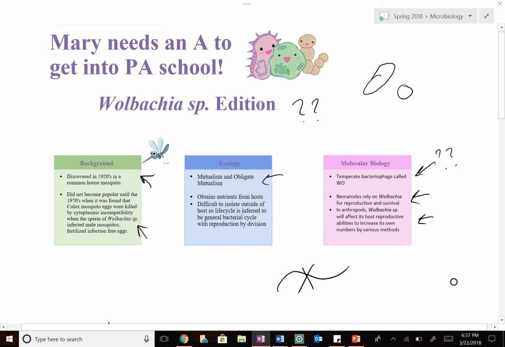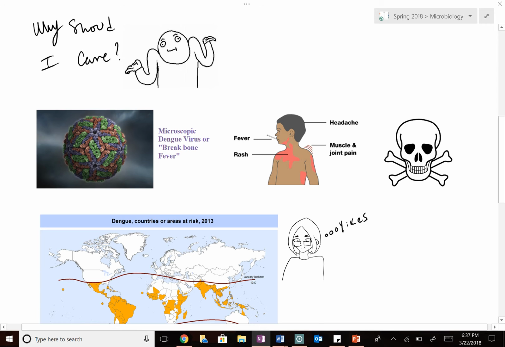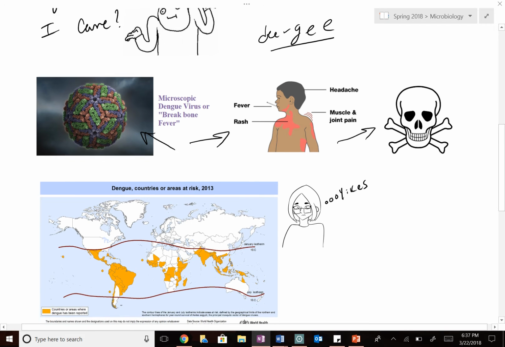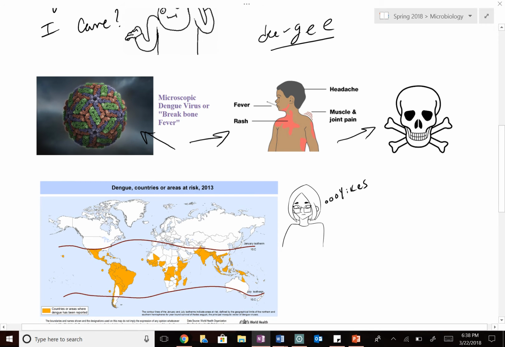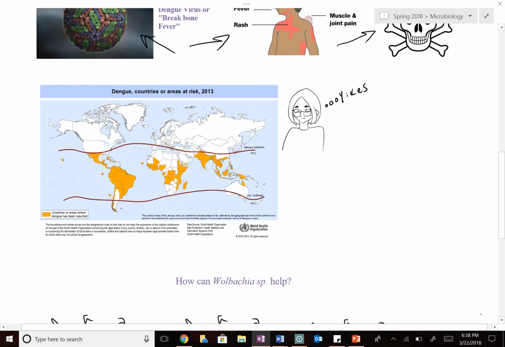So finally, the big question. Why should I care? Well, you may or may not have heard of dengue virus, but it's a viral infection that causes dengue fever, which appears with flu-like symptoms, but can potentially progress to severe dengue, which can be fatal. This virus is transmitted through female mosquitoes, and according to the World Health Organization, about half of the world's population is now at risk. If you look at this picture right here, you can see that all of the orange are countries or areas where dengue has been reported. So this is a big part of the population.